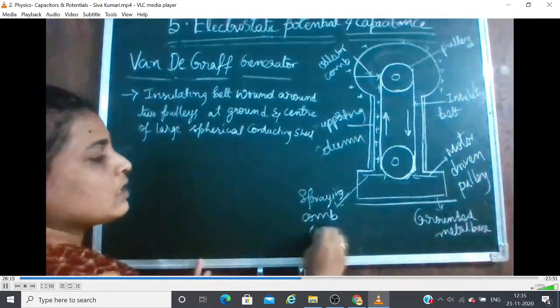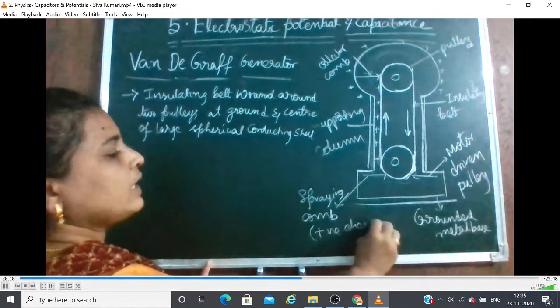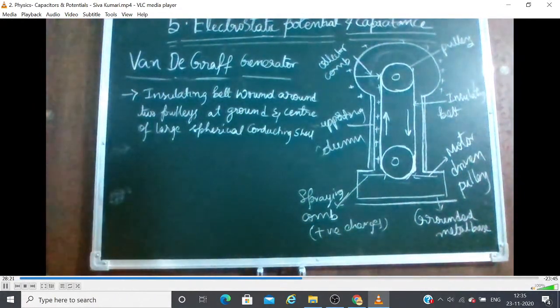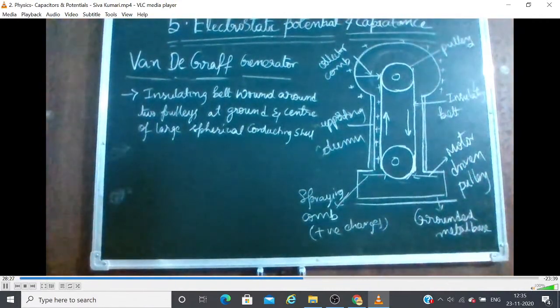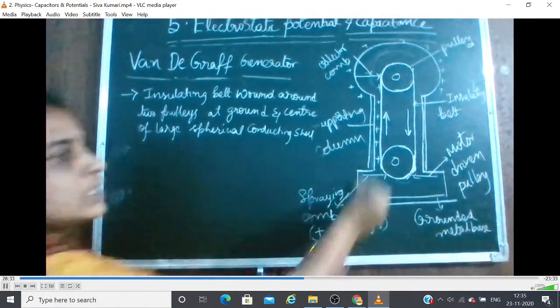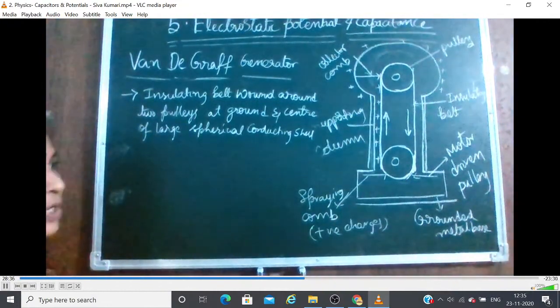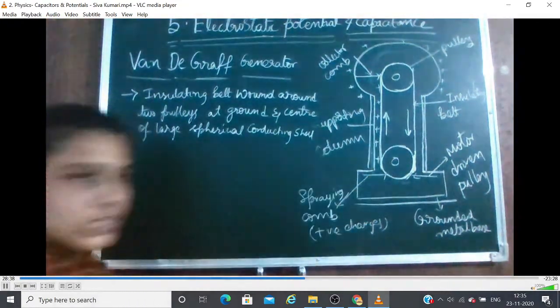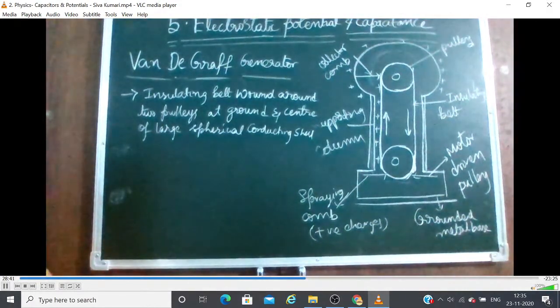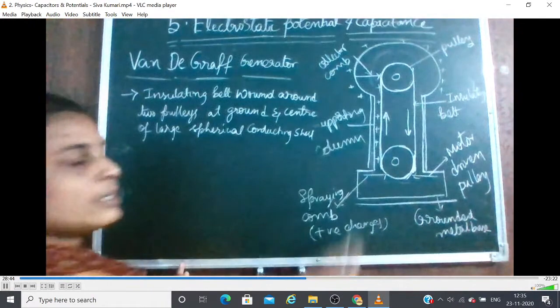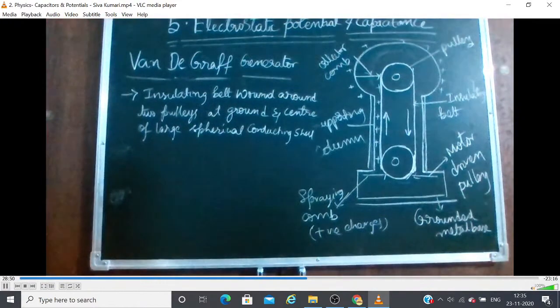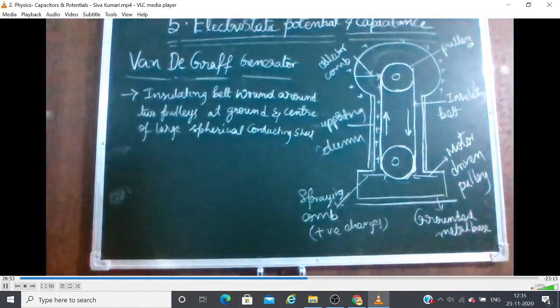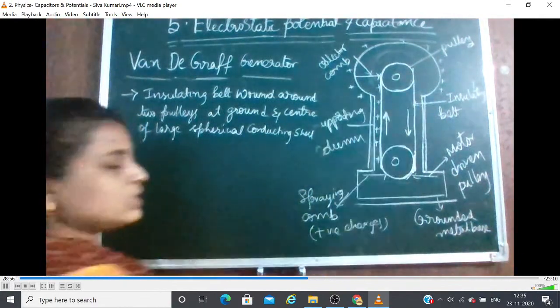The positive charges will be continuously sprayed by the spraying comb onto the belt, by the metal comb at the ground level, so that it carries to the top level. That means in this direction due to the corona discharge. Why? Because by continuously spraying the positive charge, due to the leakage, the positive charges will go in this direction, as it is the insulating belt, so that in that direction the positive charges will go through this and reach here.